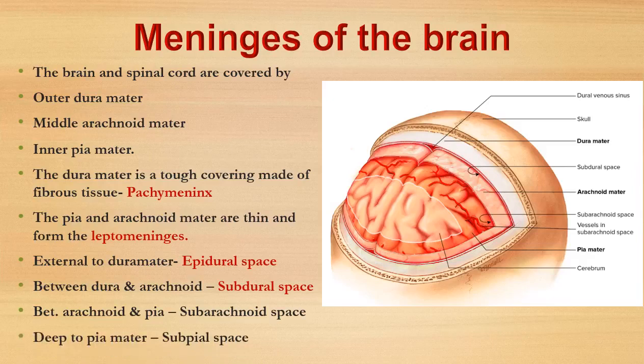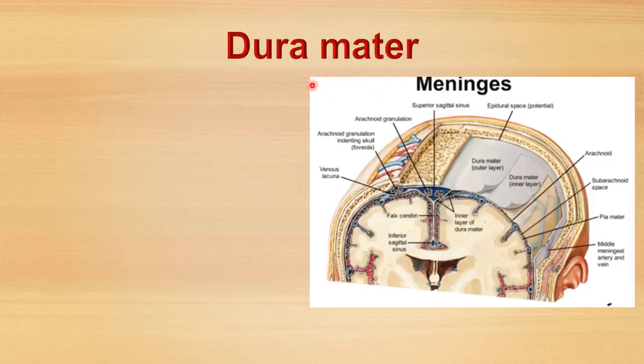Now, the existence of the subpial space again is not accepted by everyone because there is some objection as to whether such a space exists, because the pia mater is very intimately attached to the brain tissue. Now, first coming to the Dura Mater. With respect to the Dura Mater in detail, kindly refer to the dural folds and dural venous sinuses of the head and neck lecture series. Okay, so here I will just discuss it briefly.